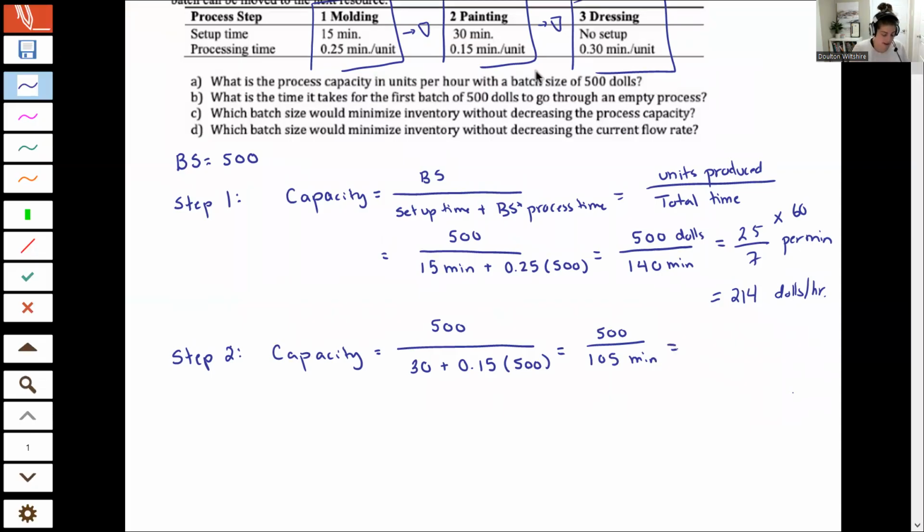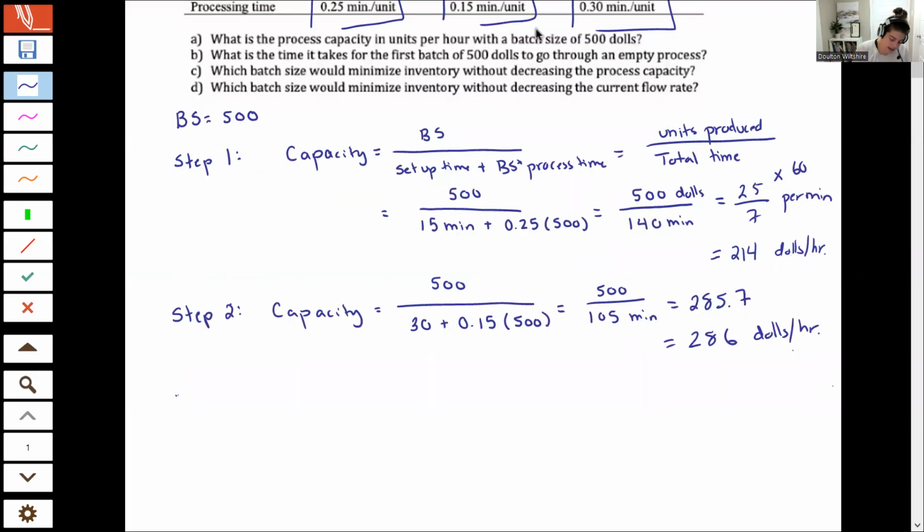It's going to be a messy one. 500 divided by 105 gives me 4.76. And I'm going to multiply that by 60 just to keep everything simple. And I get 285.7. And so we can work with that as just the round number, dolls per hour.